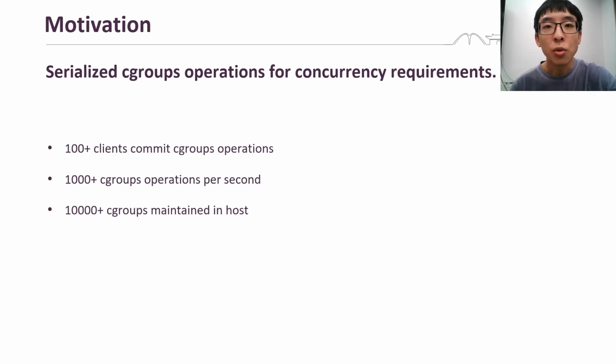For the host cgroups, they are designed for resource control and abstraction of processes. In serverless computing, the frequency of function invocations shows high variation. In this case, secure containers are frequently created and recycled. For example, when 100 clients commit cgroup operations, 1,000 cgroup operations are performed per second, and 10,000 cgroups are maintained on the host.